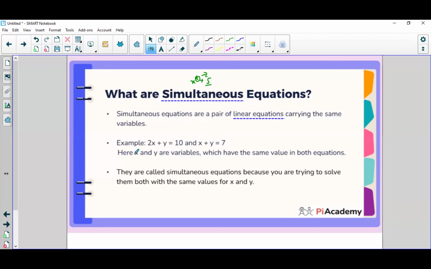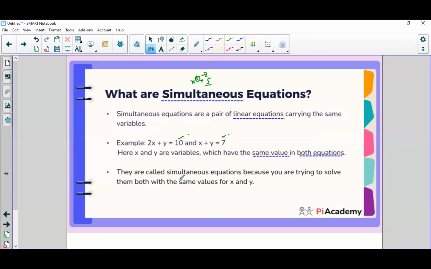So x and y are variables which have the same value in both equations, so that if you substitute these values back into the given equations, they give you the correct answer. In this case it should be 10, and in this case it should be 7.